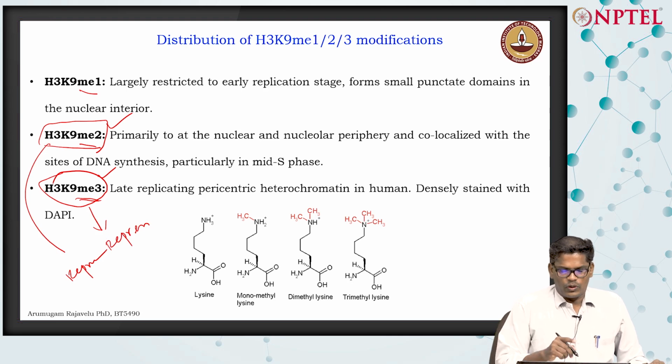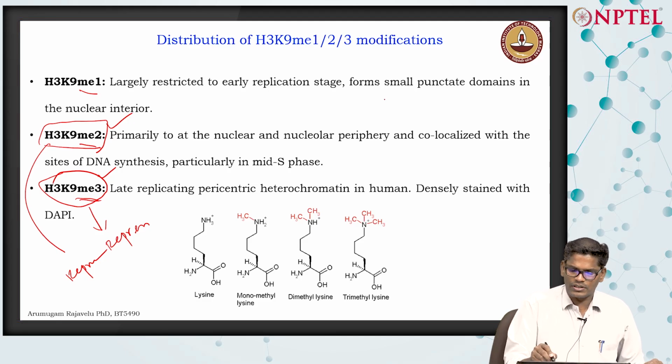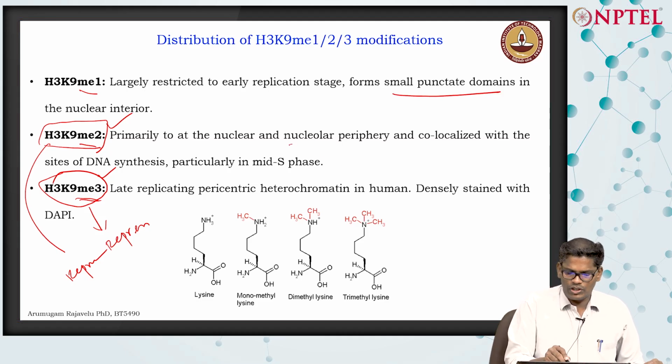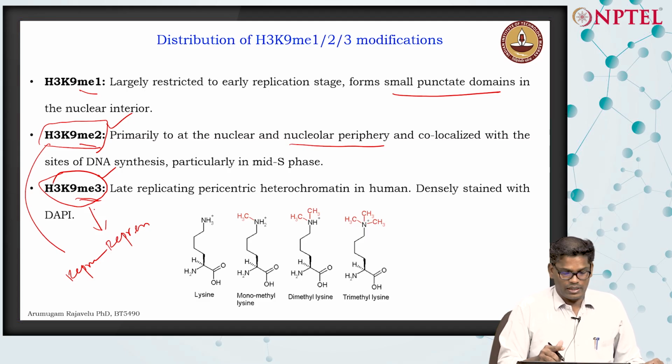In the localization studies for the marks, in the initial times they were trying to localize how these marks distribute in the cells using antibodies. They found Me1 as small punctate domains within the nucleus, whereas Me2 is largely in the nuclear periphery, and Me3 is obviously in the pericentric heterochromatin. A repressive mark is largely present in the condensed region.